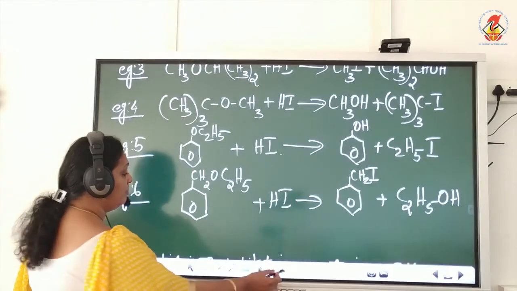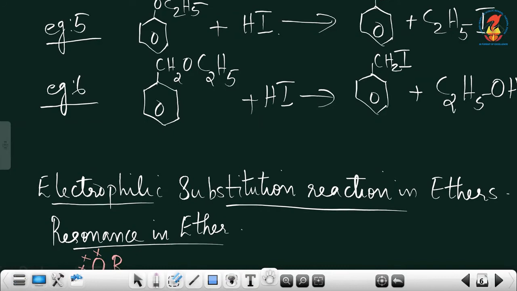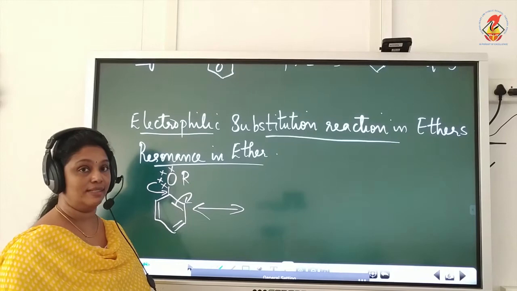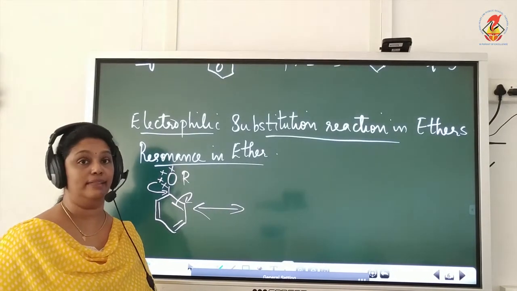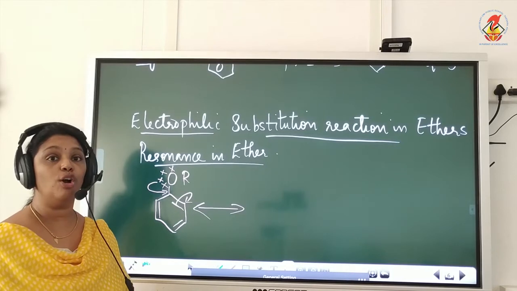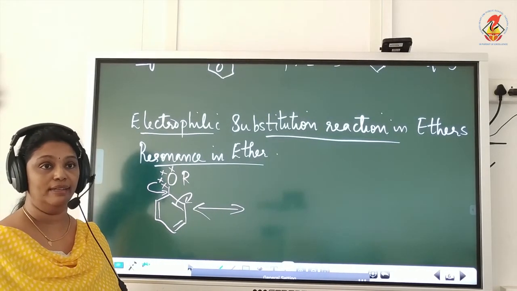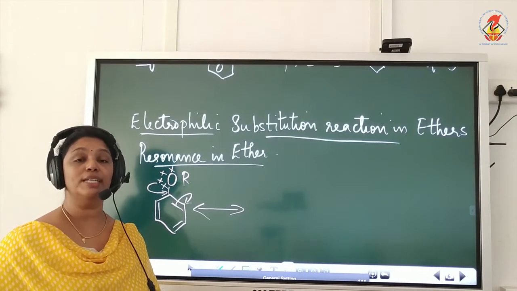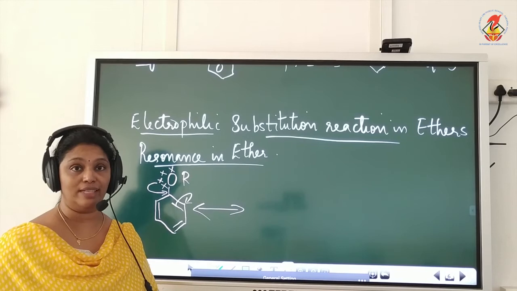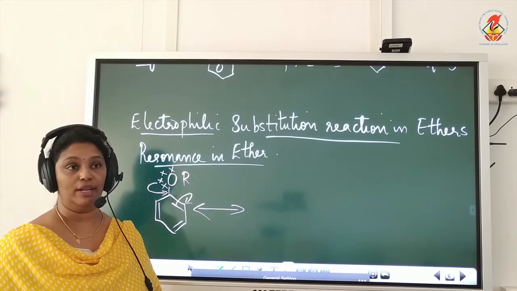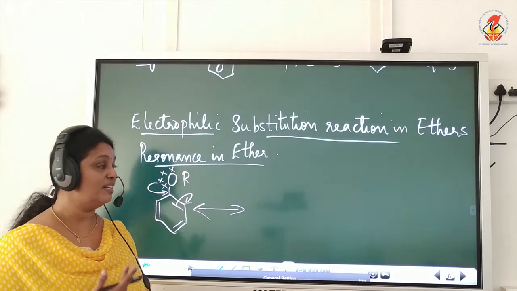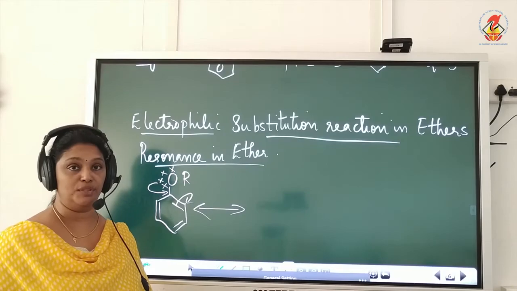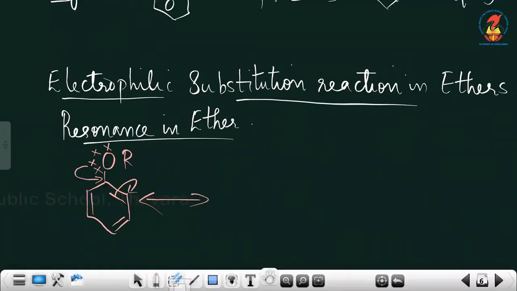Now, the second chemical property of ether is the electrophilic substitution reaction. For that, let's discuss the resonance structure in ether. In ether, the alkoxy group, that is the RO group, is ortho-para directing. It can activate the benzene ring towards electrophilic substitution reaction and we get two products, ortho and para products, the same as phenol. That is because in the resonance structure, we can see that there is more electron density at the ortho and para positions. So, I am going to draw the resonance structure of ether.